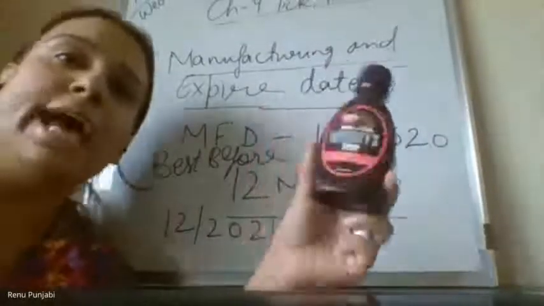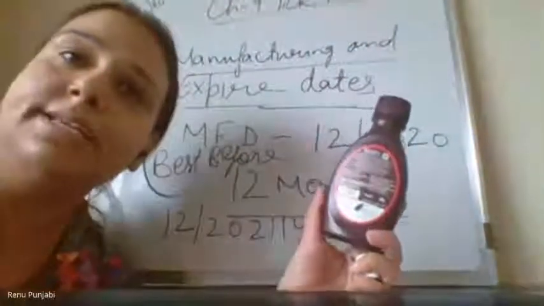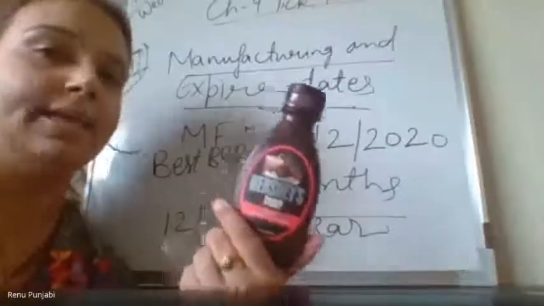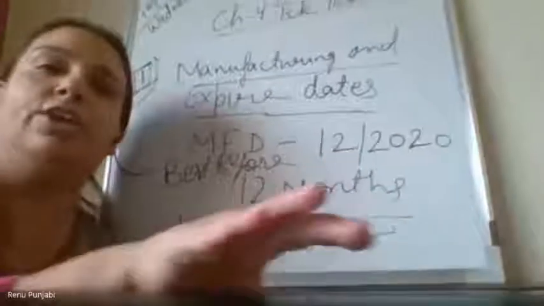So you can see these types of products have the manufacturing date written, and it's written best before 12 months. So I need to calculate when my time will end. Ma'am, in some items, the manufacturing and the expiry date is written on the cap. Yes, very good.